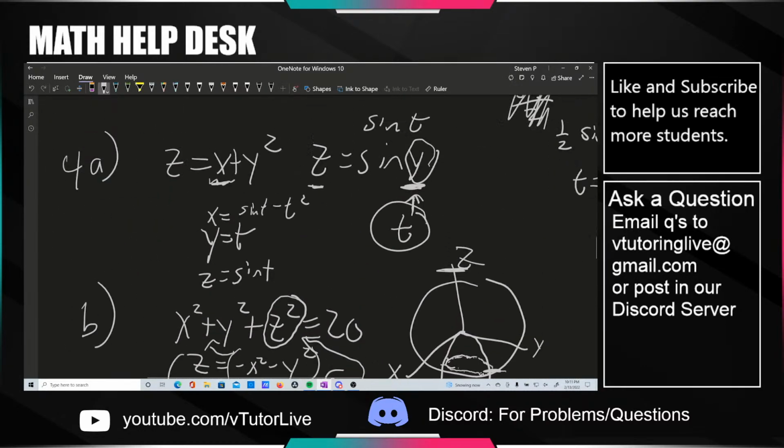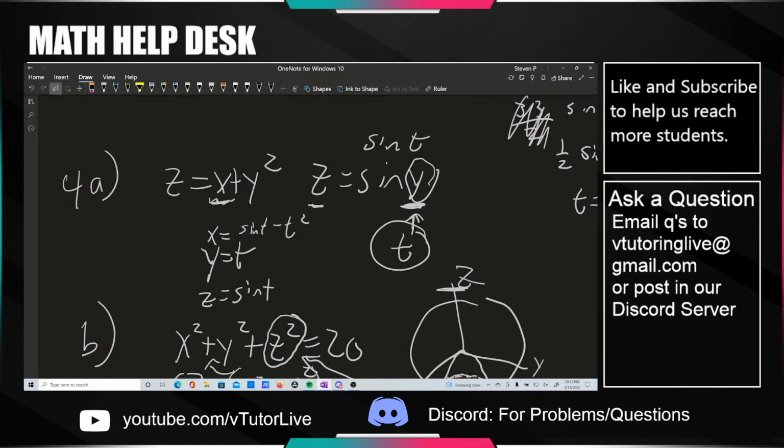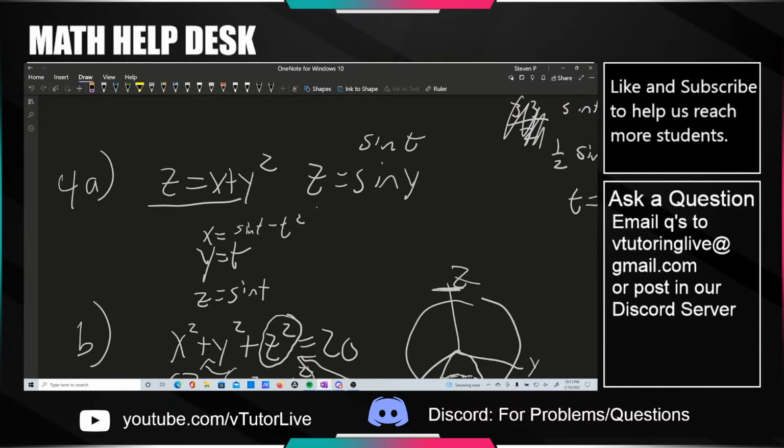I remember when I was taking this class as a freshman, I was really scared of the parametrization problems because something about them just felt really weird. I no longer remember that feeling very well because now they're very straightforward to me. But the idea is, if you're given two equations, z is equal to x plus y squared and z is equal to sine of y, and you take them both to be true simultaneously, that's essentially taking the intersection of them.